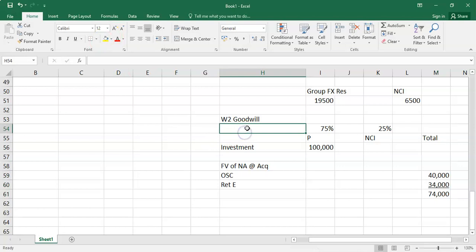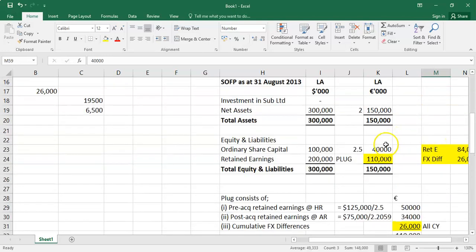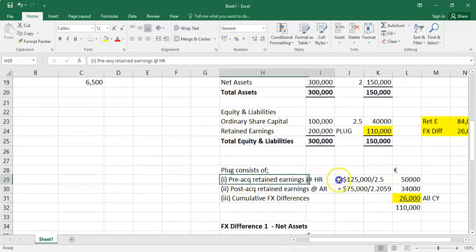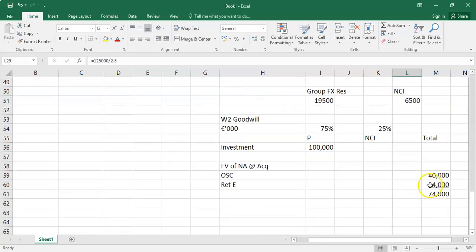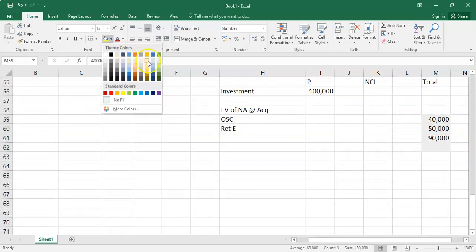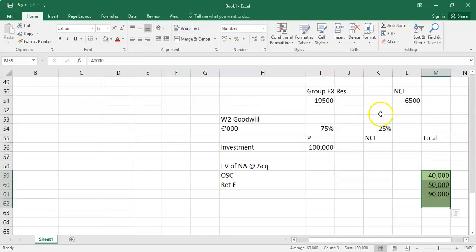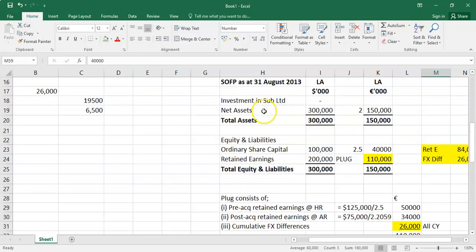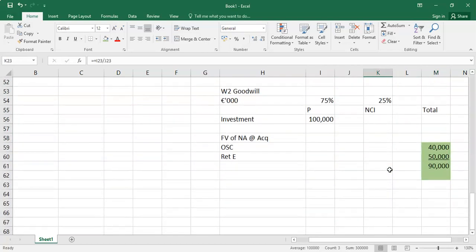This is all in euros. So we're doing 100,000 euros. That means these must be the retranslated amounts. We said the share capital is retranslated to 40. And we said the pre-acquisition retained earnings, my mistake, should be 50. 50,000, because the 34 is the post-acquisition. So it's one thing to be careful about there, and I'll highlight that in a different color to signify they are converted to euros. You have to do this working first to convert these and get them in euros before you do your Goodwill.